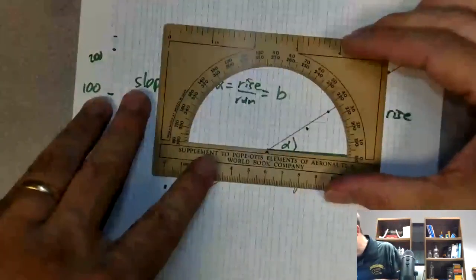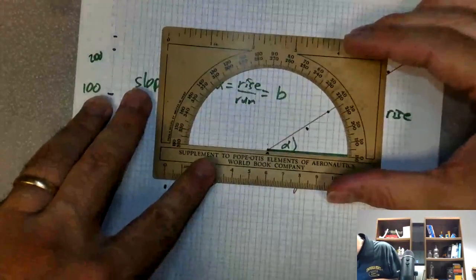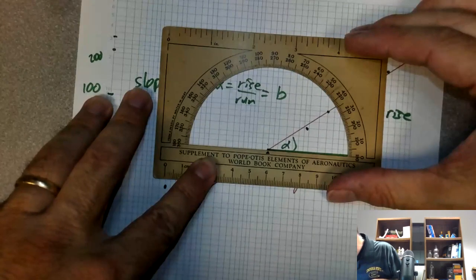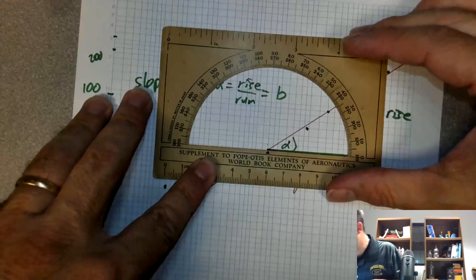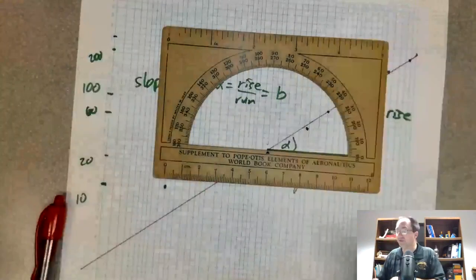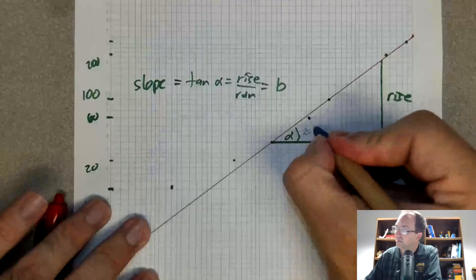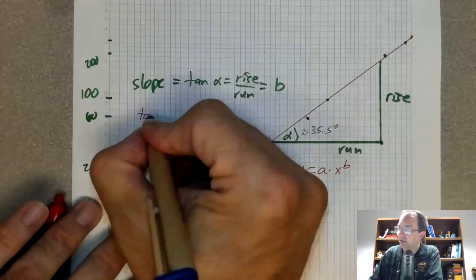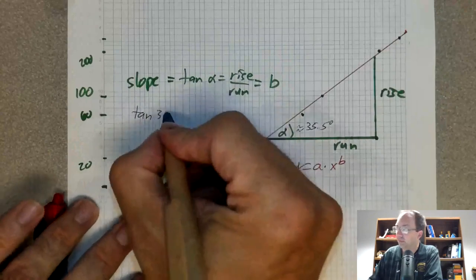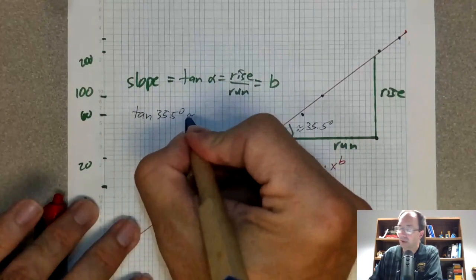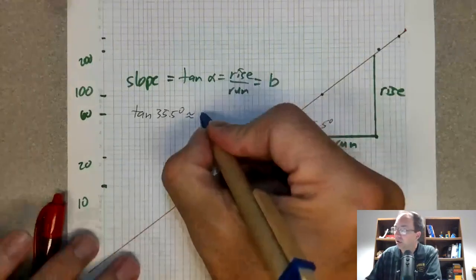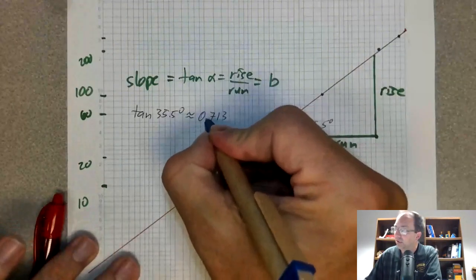So grab a protractor, try to line up with a point as best you can. And I'm getting somewhere between 35 and 36 degrees. It's a little hard to tell, so let's split the difference. So we'll say this is about 35.5 degrees. So now I need to calculate the tangent of that. And the tangent of 35.5 degrees turns out to be about 0.713.